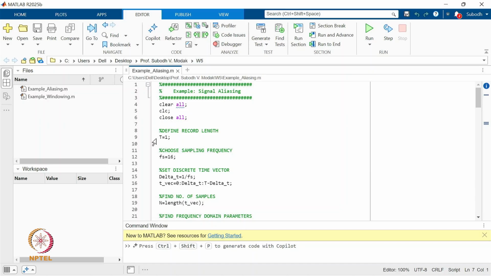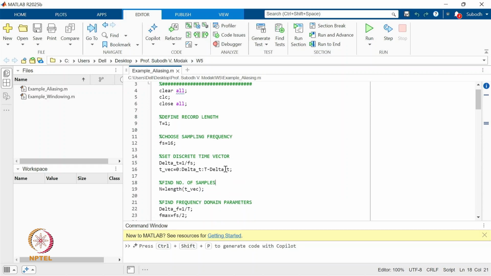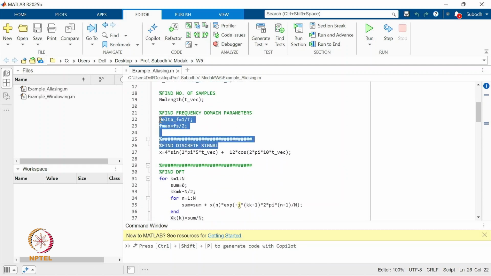And now here, as given in the problem, choose a record length. So you use the record length of 1 second, and the sampling frequency has also been given in the example as 16 hertz, which I have chosen here. Then I am calculating the delta t, then setting the vector t for computing the discrete signal. This we have studied in an earlier example, and then this is the number of samples in the discrete signal. And then I am calculating the frequency domain parameters. You can see here the frequency resolution, then the maximum frequency will be fs by 2.